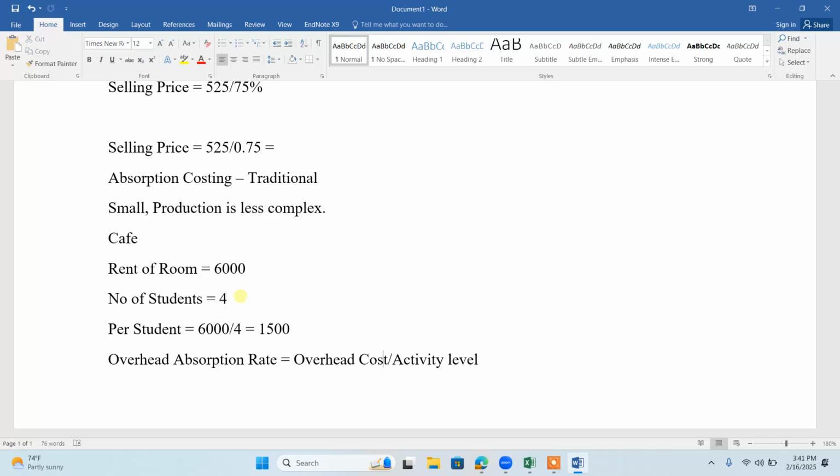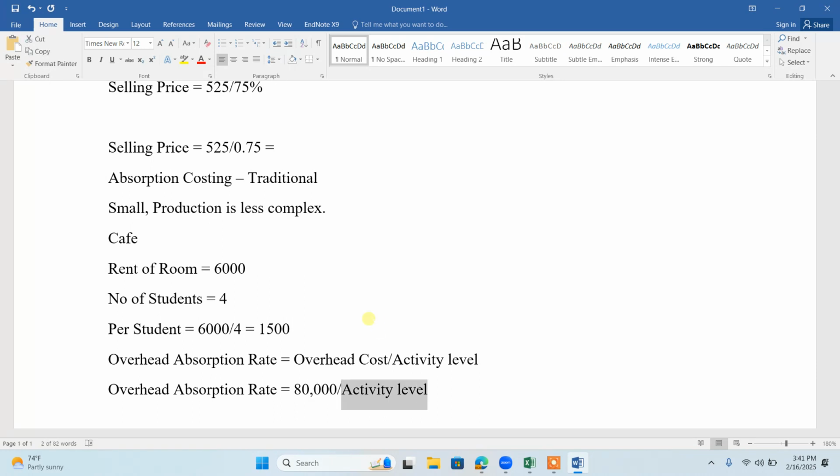Here, my dear, in this particular question, we have to identify the activity level. We already have this overhead cost. What is the overhead cost in this question? It is already given: 80,000 in total.